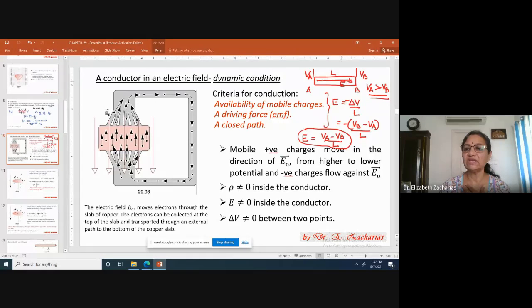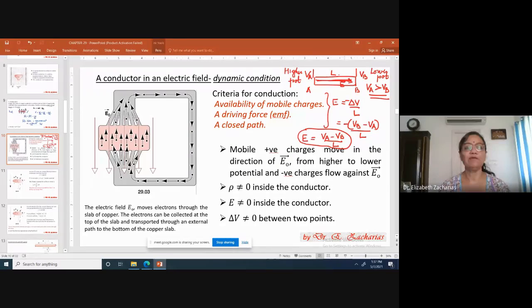And if I'm assuming that the electric field in this direction is positive, then automatically it means that VA is greater than VB. That is, this end is at a higher potential, and this end is at a lower potential.